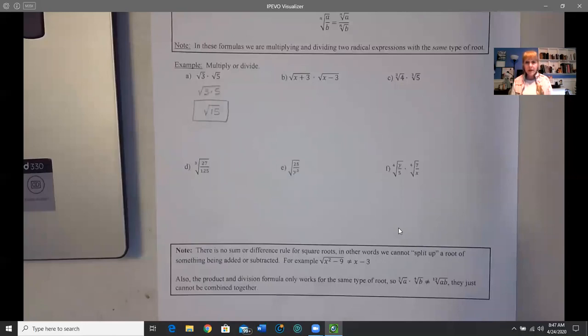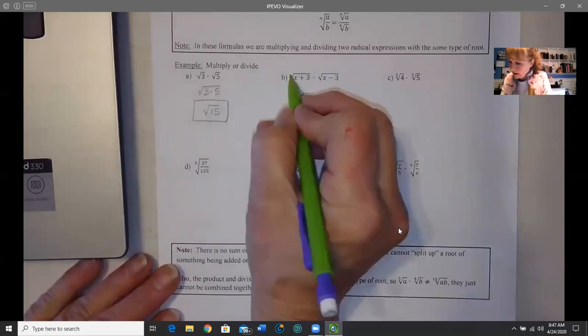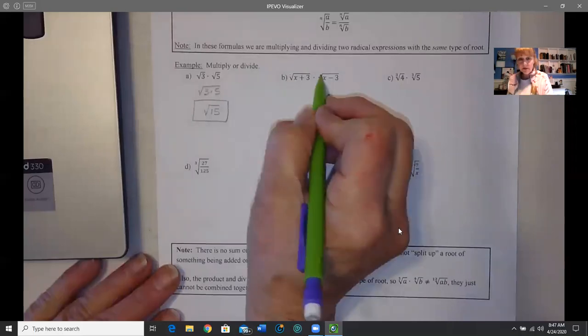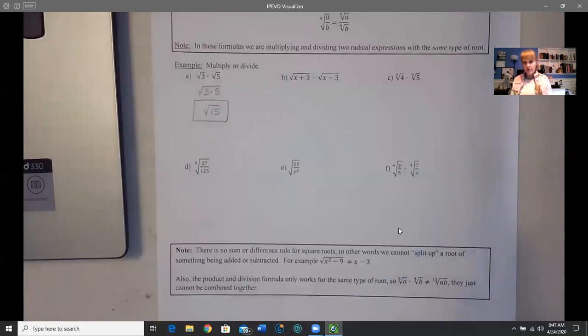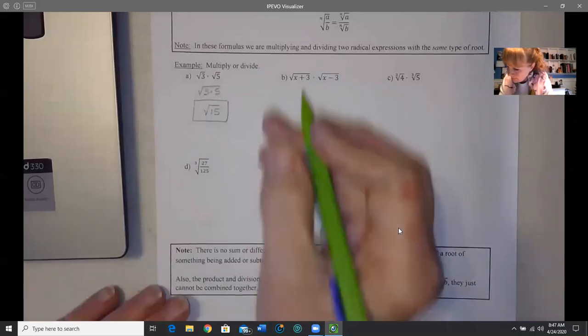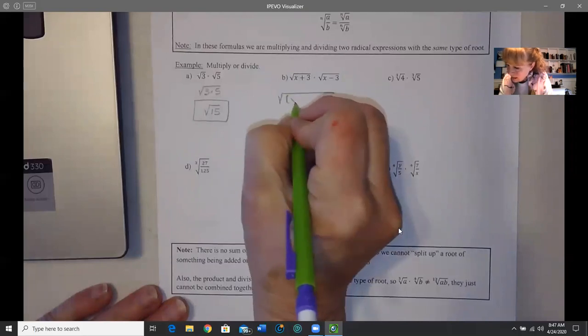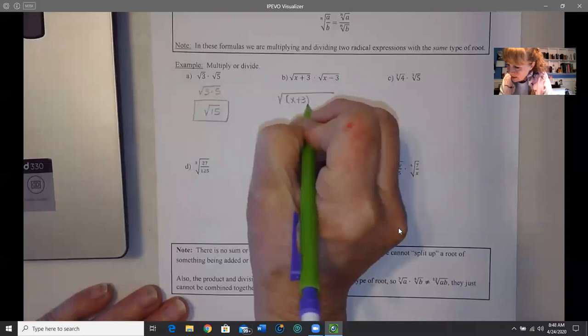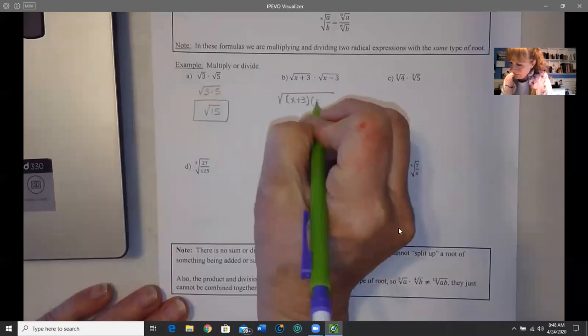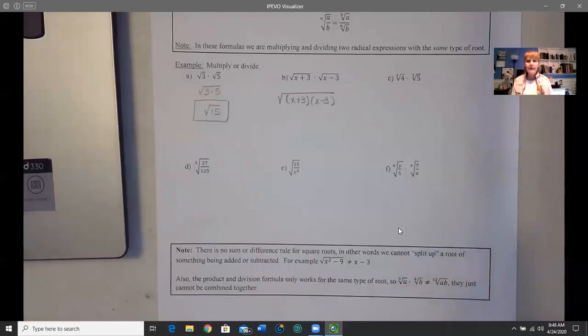On B, when you multiply, okay, they both have the same index. It's both a 2. So we're going to go ahead and multiply the radicands together using the proper definition here. So when I do that, you'll need to use parentheses. x plus 3 times x minus 3. Now, to finish this up, you would just use the FOIL method.